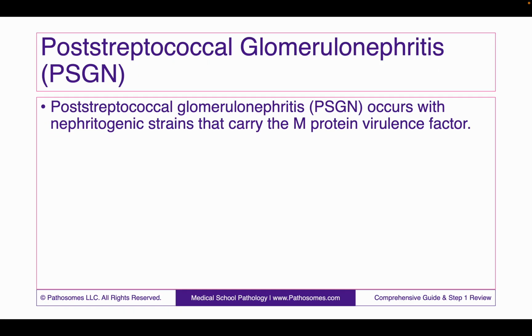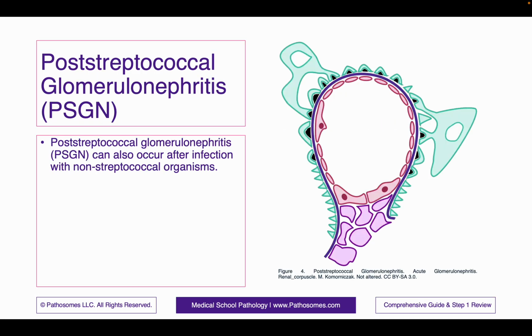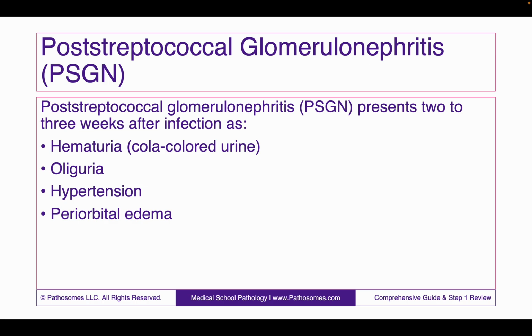Post-streptococcal glomerulonephritis occurs with nephritogenic strains that carry the M protein virulence factor. It can also occur after infection with non-streptococcal organisms. PSGN presents 2 to 3 weeks after an infection as cola-colored urine, right, due to the hematuria, oliguria, hypertension, and periorbital edema.